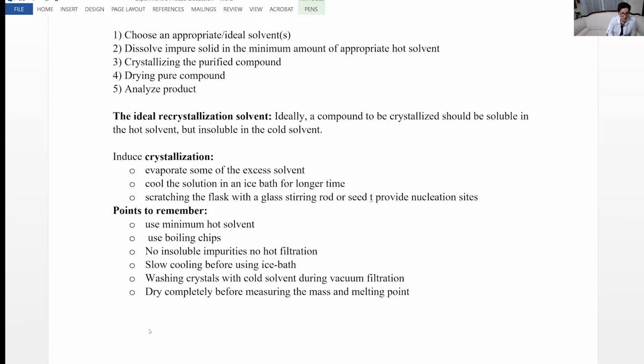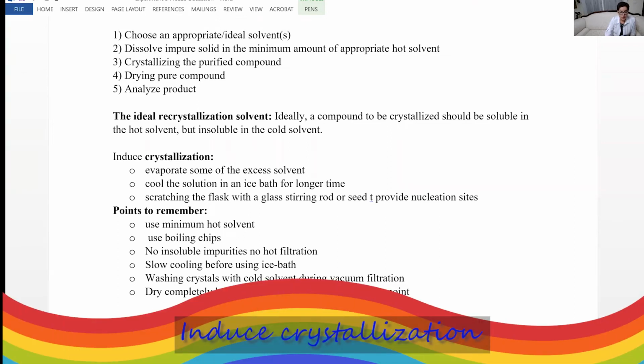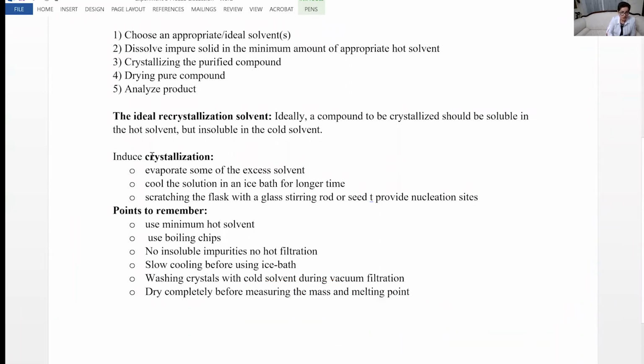Sometimes you dissolve the sample in the solvent, you find the proper solvent, you dissolve the sample in the solvent, you cool it down, and you're not getting crystals. The solution would be to induce crystallization. How would you induce crystallization? There's a possibility that you used too much solvent. If you use too much solvent, the solution is not saturated, and you will not get crystals back.